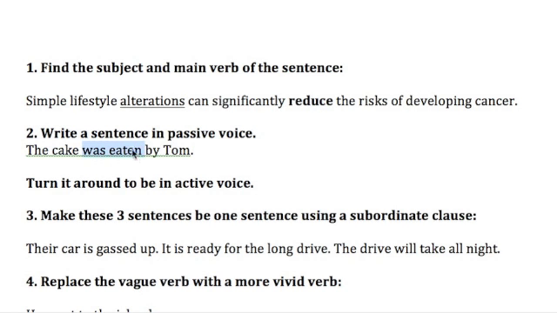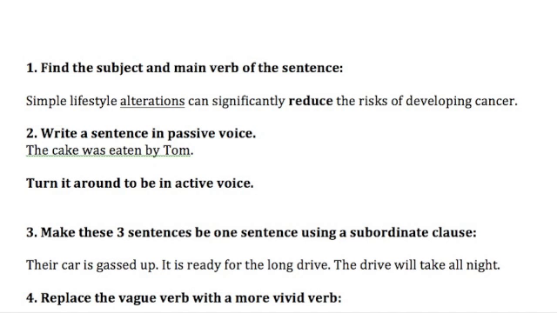But the cake isn't doing anything. It's just lying there passively, right? It's being eaten. It doesn't have to do anything to be eaten. Tom is just devouring it. So in order to turn that around into active voice, all we have to do is make the actor, the one that has agency, Tom, do the action. Was eaten, so ate the cake. There we go. Now it's an active voice.